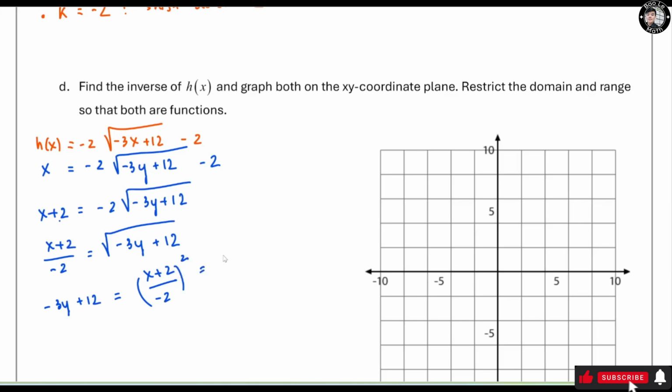And this guy turns out to be 1 over 4 times (s plus 2) squared, right? Now subtract 12 from both sides, so it will be -3y equals 1 over 4 times (s plus 2) squared. Subtract 12, right?